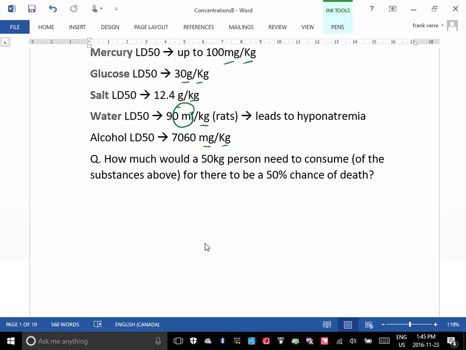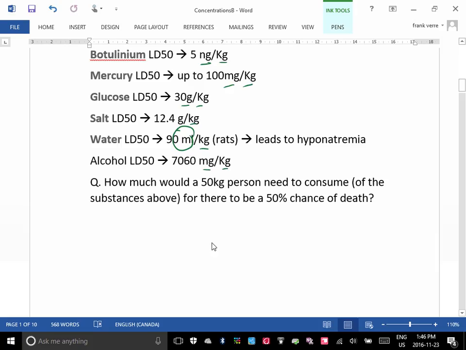So, let's pick a toxin. Let's say water is a toxin. The LD50 for water is 90 milliliters per kilogram. So we'll leave it as milliliters. So the LD50 is 90 milliliters per 1 kilogram. How much would you need to consume in one sitting, not over the course of a day, at one time?